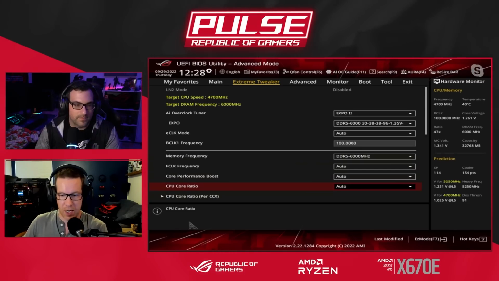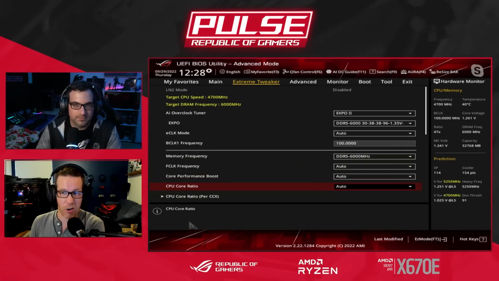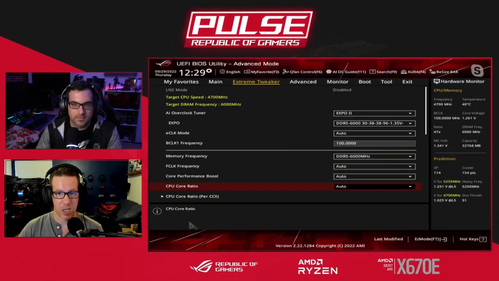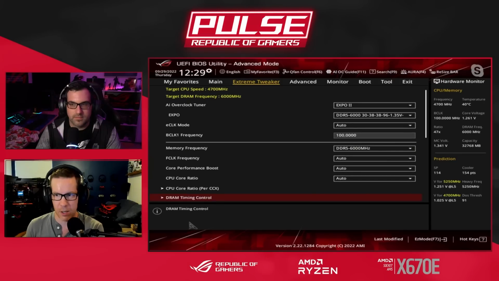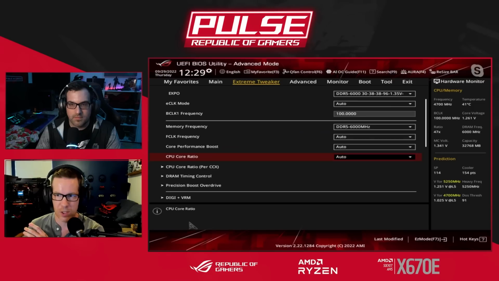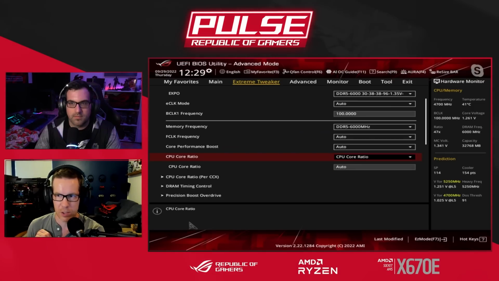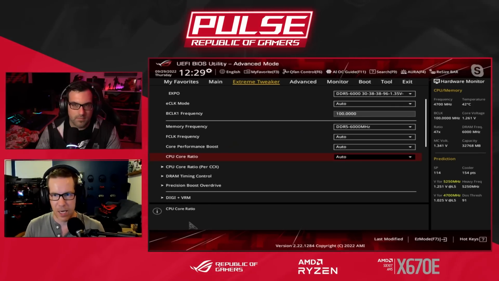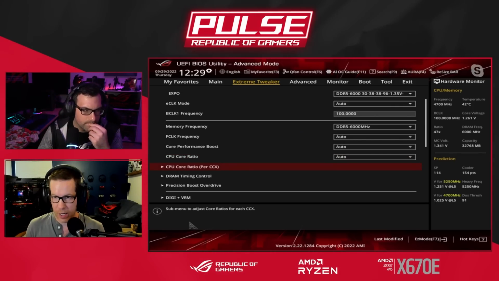If you're the kind of person who wants to tinker, that's where our Hero and Extreme X570E motherboards come into play. You're going to have a lot of features to play with to get this overclock running. So let's look at what using that Dynamic OC Switcher would look like in a manual situation. You can take your CPU core ratio here and boost the multiplier. That's kind of the most basic manual overclock.